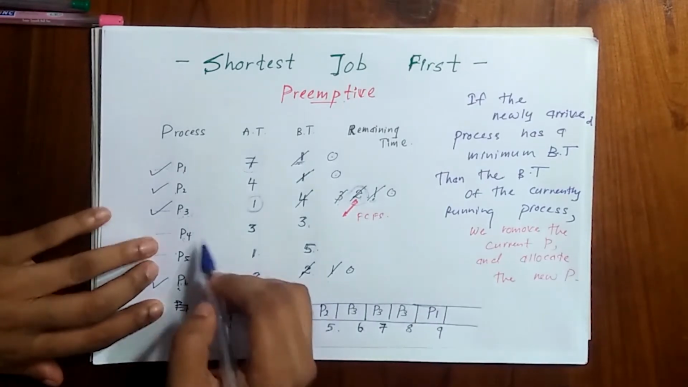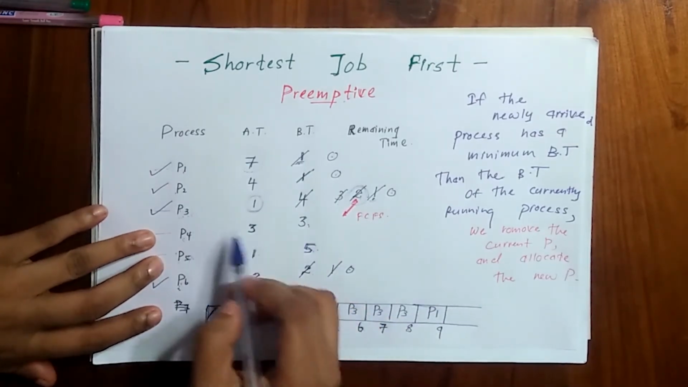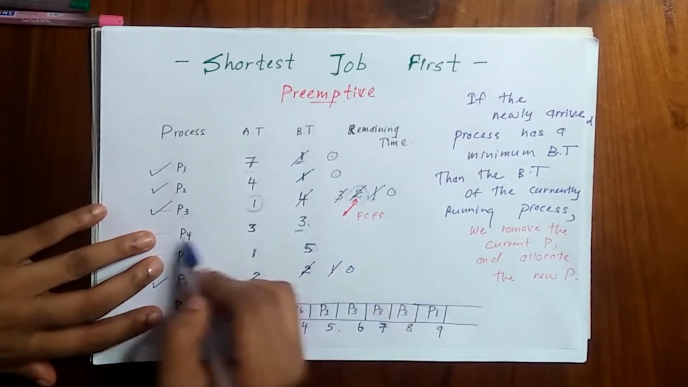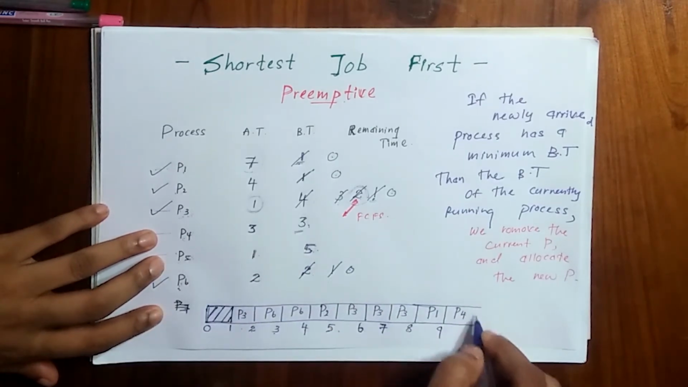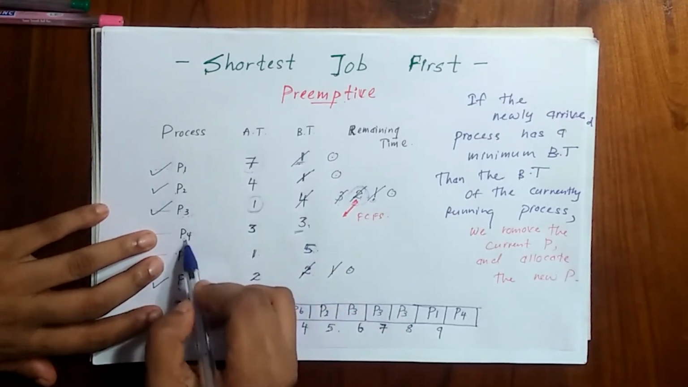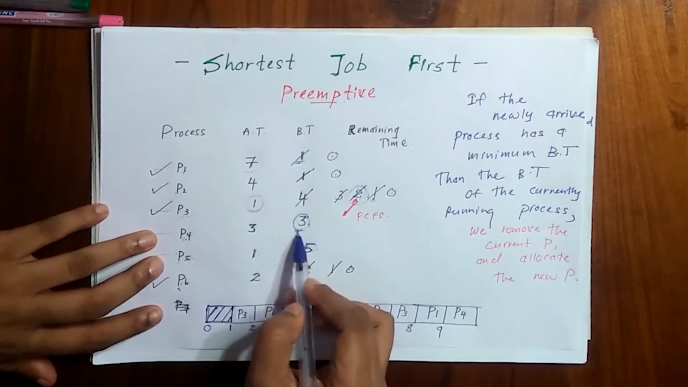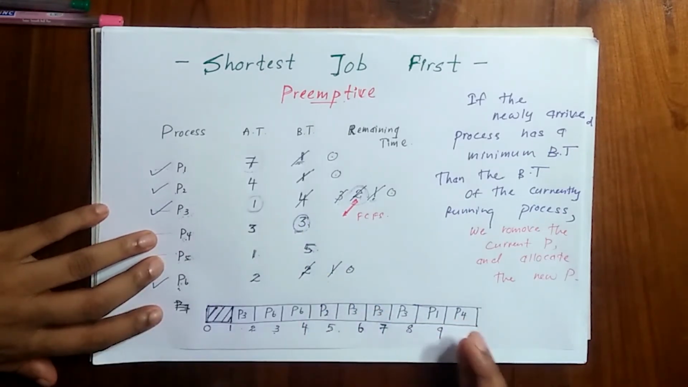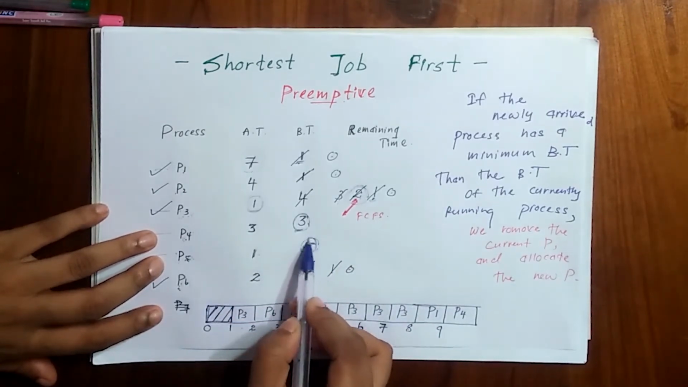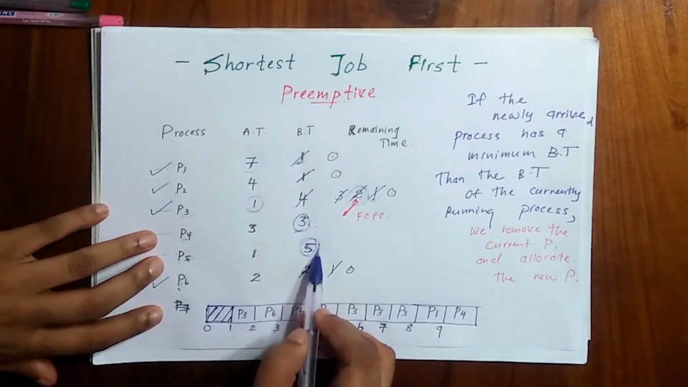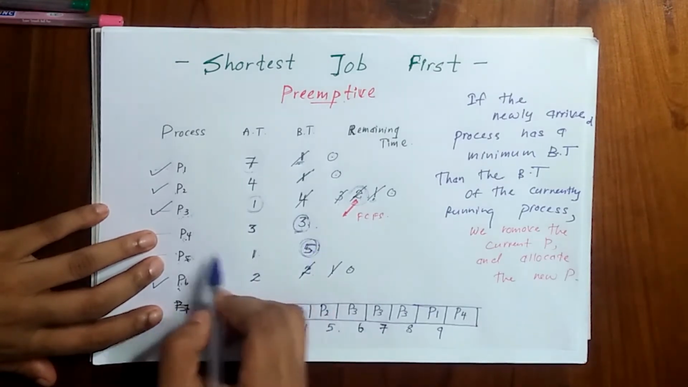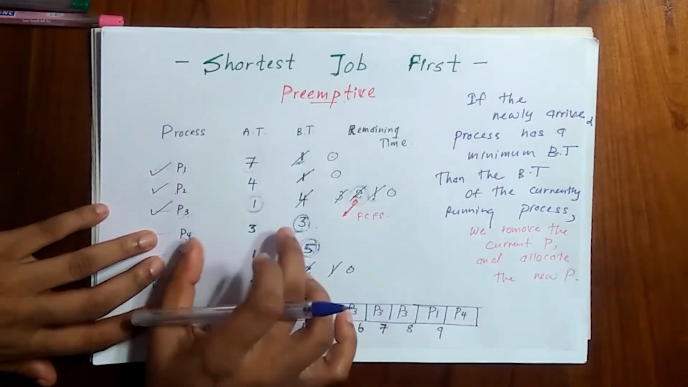And now we have P4 and P5. From these 2 processes, P4 has the minimum burst time. That means we are going to place P4 here now. And here you can see that P4's burst time is 3, and no processes are going to arrive now. P5 has a burst time of 5, which is obviously larger than 3. So this 5 is not going to interrupt P4.